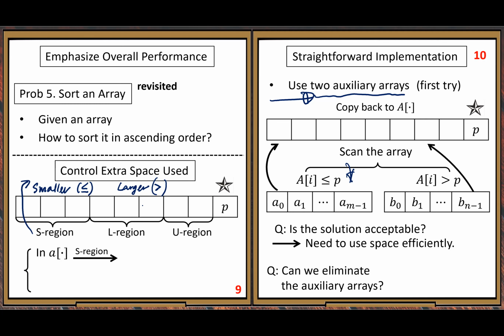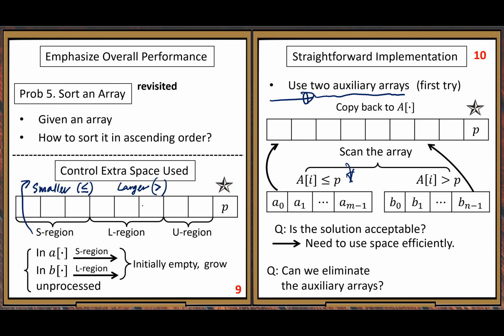A subarray corresponds to S region, B subarray corresponds to L region, and at the beginning, these two regions are empty sets. And we need to grow these two regions.